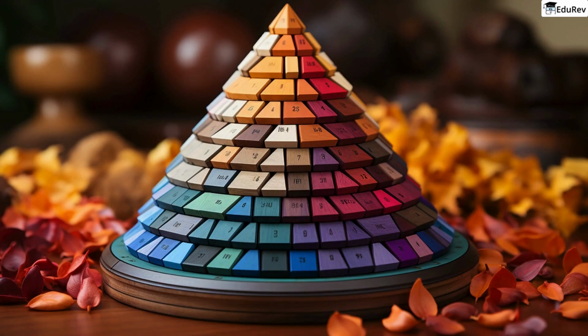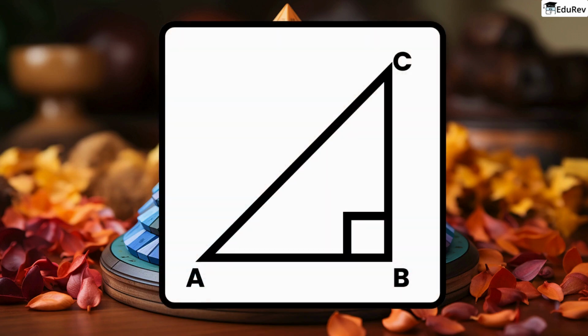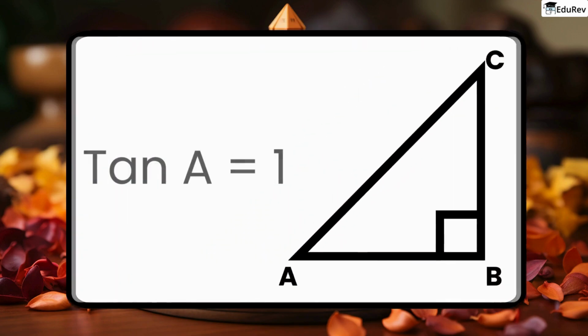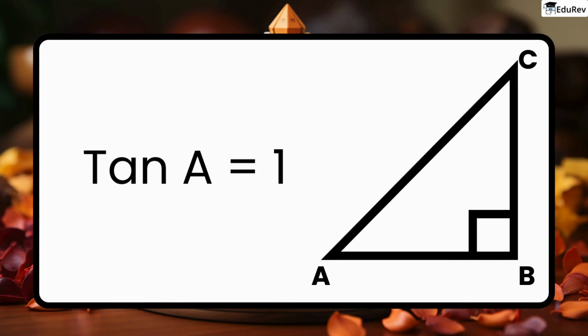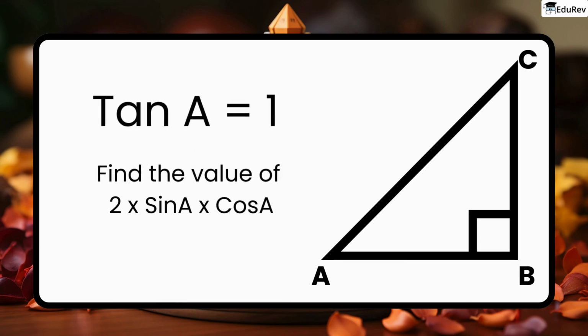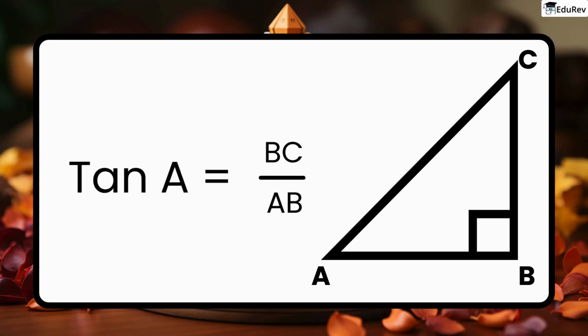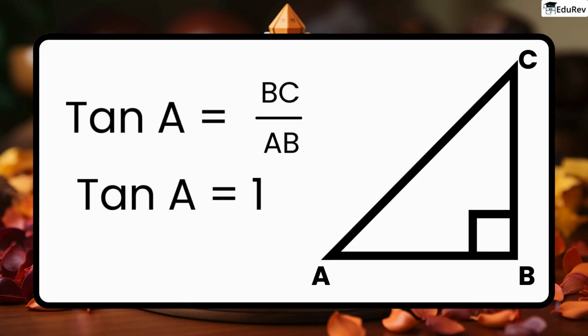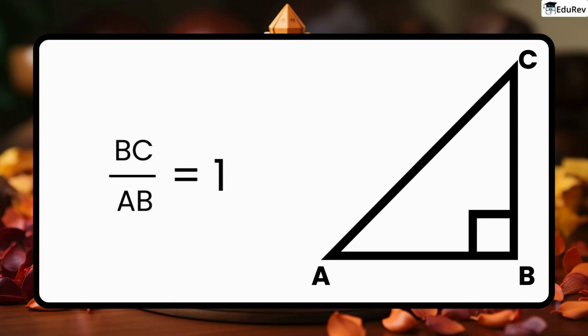Let's try a bit different question this time. Here we have a right triangle ABC right angled at B. Here it is specified that tan A is 1. Find the value of 2 into sin A into cos A. To solve this, we will first use the formula tan A equals perpendicular by base. For this triangle, we have tan A is equal to BC upon AB. Since tan A is 1, then BC upon AB equals 1.